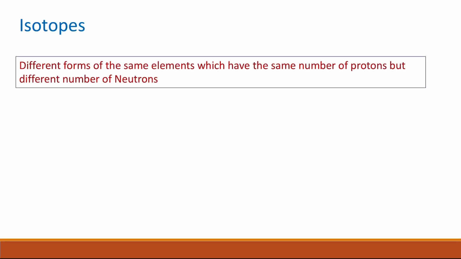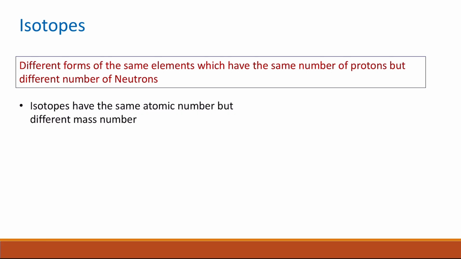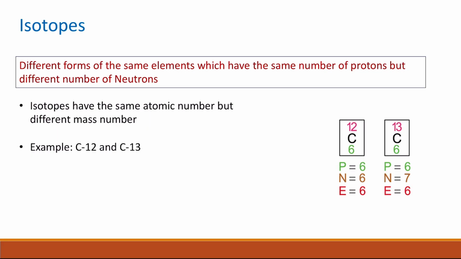Isotopes. Isotopes are different forms of the same element which have the same number of protons, but a different number of neutrons. So all isotopes of the same element have the exact same number of protons, but they can have different numbers of neutrons, which means the mass number will be different, but the atomic number will be exactly the same. An example of that is carbon 12 and carbon 13.